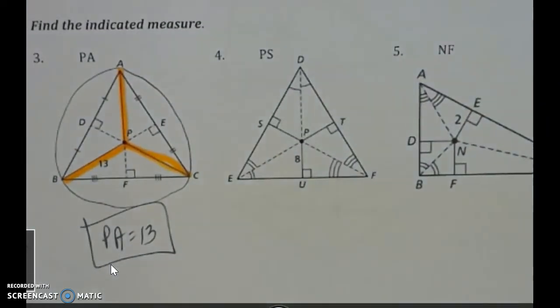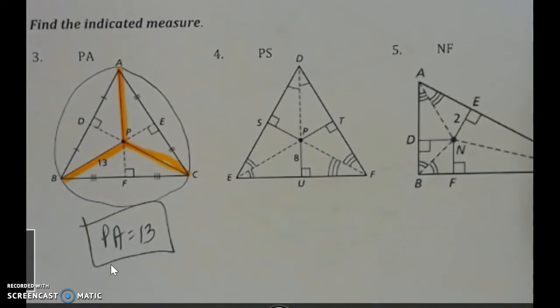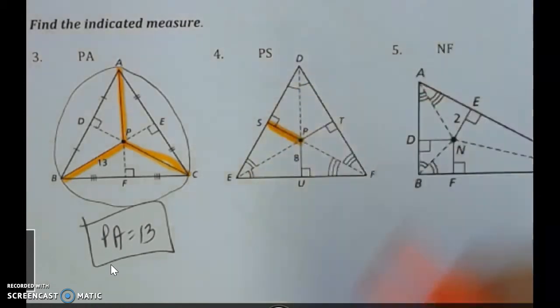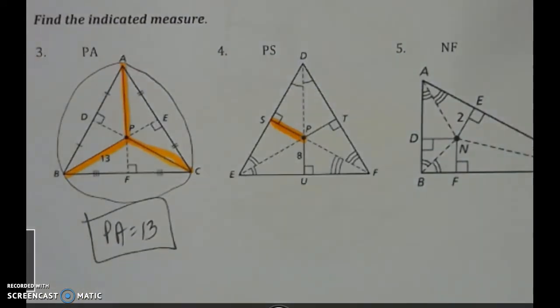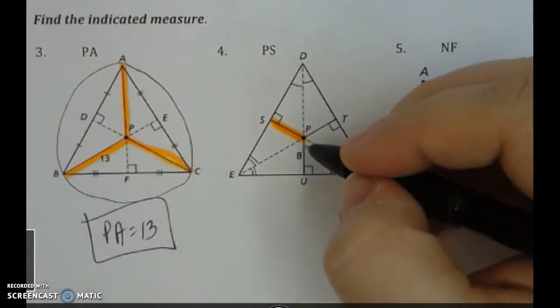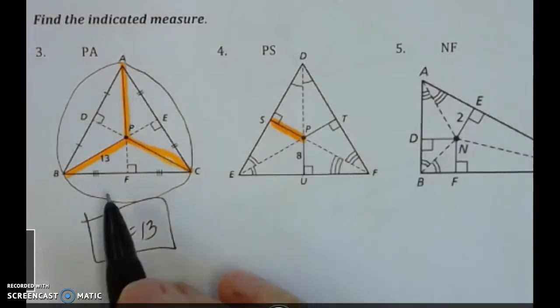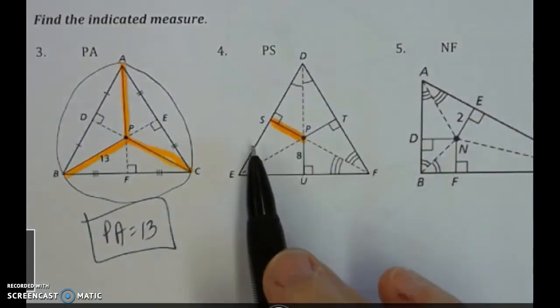Okay, so let's look at number 4. P to S. Where's P to S? P to S, here it is right here. If you notice P to S, it looks like it's the same as this, but it's not because it's perpendicular bisectors. Look at what's making marks.